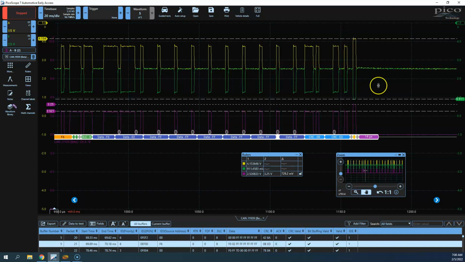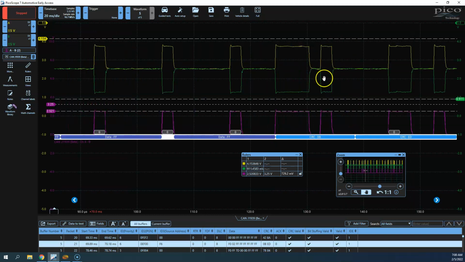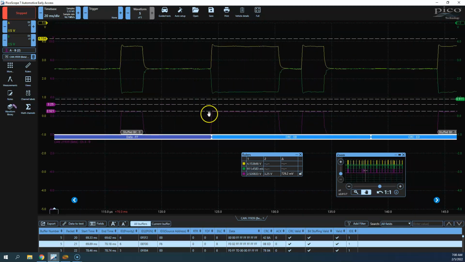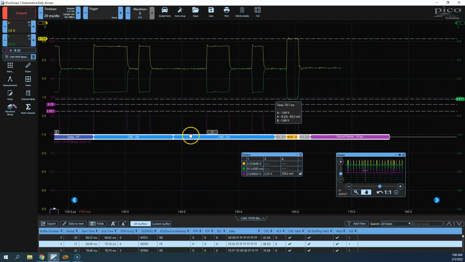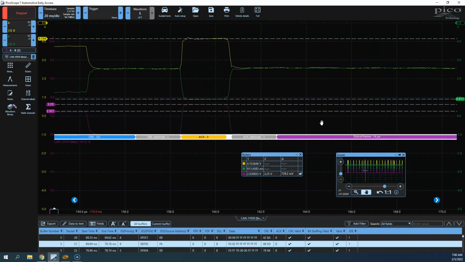If we look at these packets, we can see the same kind of phenomenon occurring. We'll talk a little bit about why that is occurring. If I look at the difference in voltage, the math A minus B, we see the same thing. I'm sitting at a difference of 2.51 volts between CAN high and CAN low, and during the acknowledge bit, this increases to about 3.25.